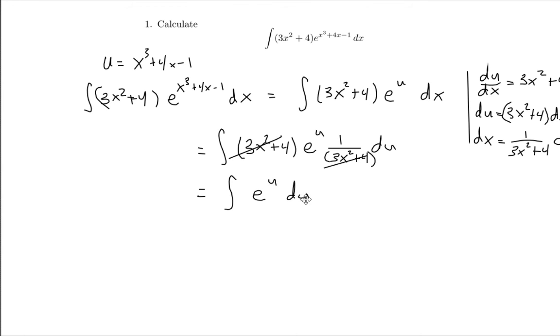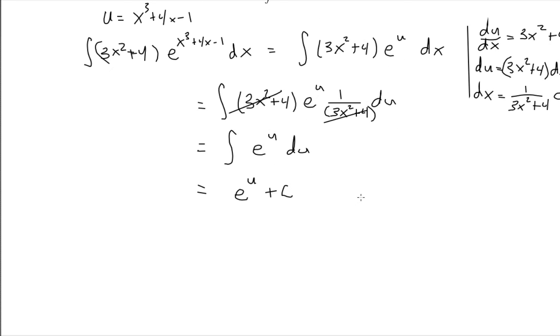So the antiderivative of e to the u du is just e to the u plus a constant c. And now what we want to do is replace all of the u's with what they're actually equal to, because we want to go back to writing the answer in terms of x. So let's replace the u by what it actually is: e to the x cubed plus 4x minus 1 plus constant c, and this is our final answer.